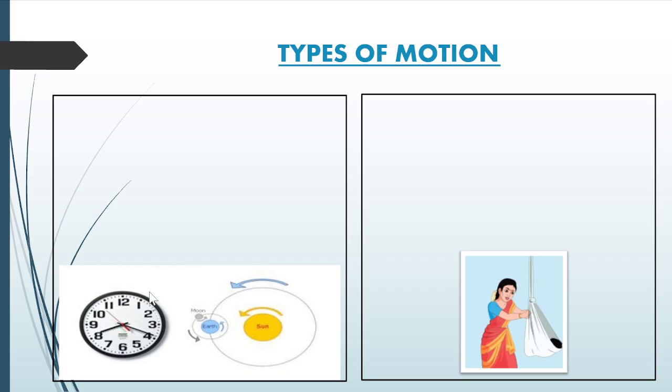The types of motion that we see in this slide can be classified into two types if you observe very closely. The movement of the hands of a clock, the movement of the earth around the sun, the rotational motion of earth, the revolutionary motion of earth, the rotational and revolutionary motion of the moon. They all happen in a fixed period of time. This type of motion is referred to as periodic motion.